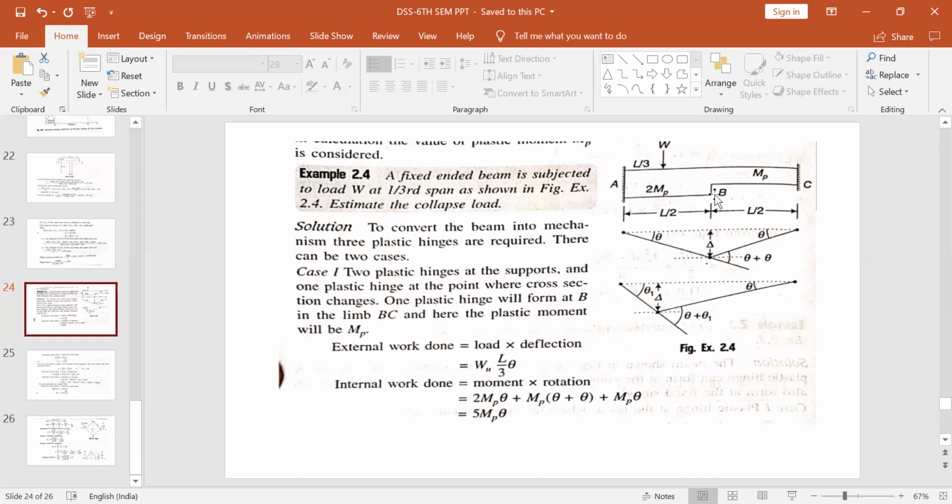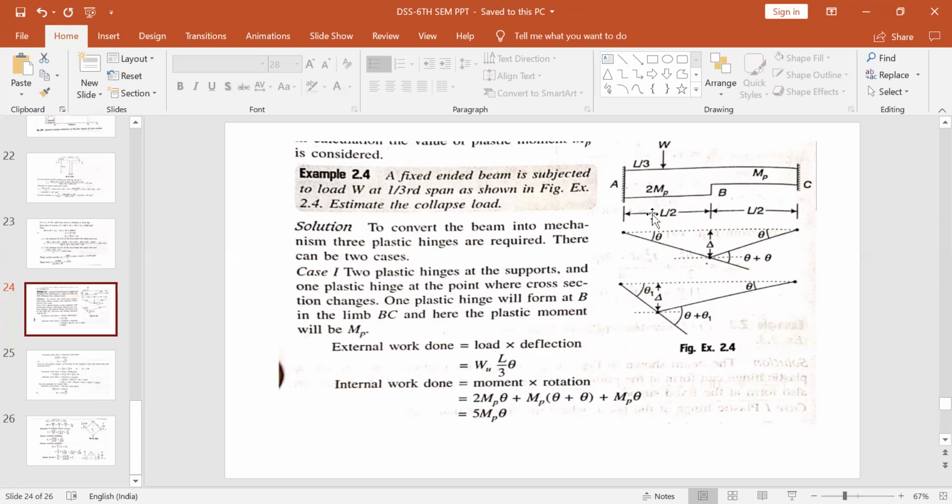Okay. See, here you have to consider plastic moment is 2 MP in this portion, plastic moment is MP in this portion. Right? So what is the external load? W into L by 3 into theta. So what is the internal work?